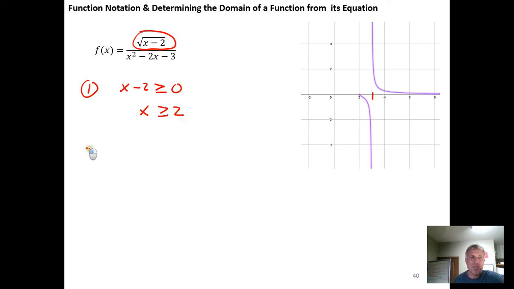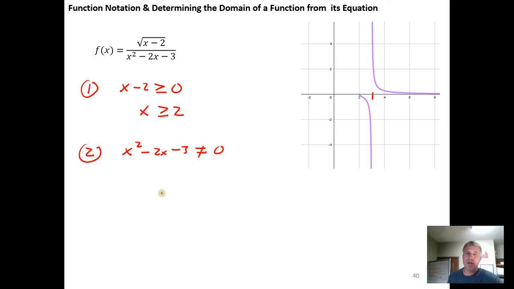And then we have to deal with another issue. Because we have a ratio of a square root to a quadratic expression down in the denominator, we know that the denominator can't be 0. We cannot have a division by 0. So we need to take the quadratic expression in the denominator, the x squared minus 2x minus 3, and we need to identify that that denominator cannot be 0.